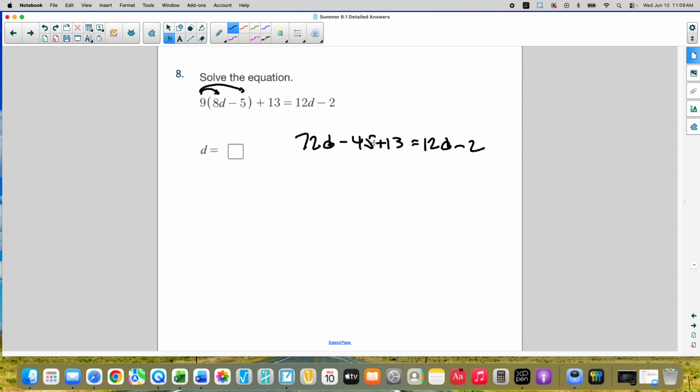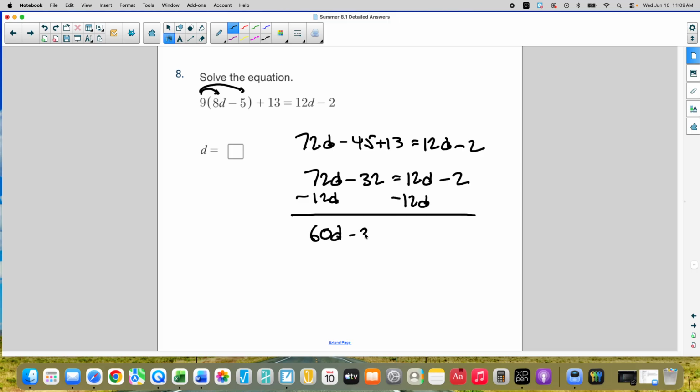I'm going to simplify. Always simplify both sides before you isolate. Oh, that's not a plus 32. That's a minus 32. Equals 12d minus 2. All right, I distribute and I combined like terms. Now I'm going to move variables first. Minus 12d gives me 60d minus 32 equals negative 2.